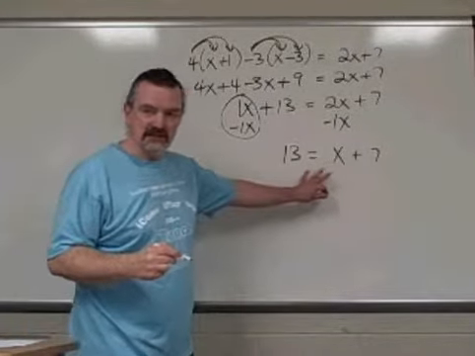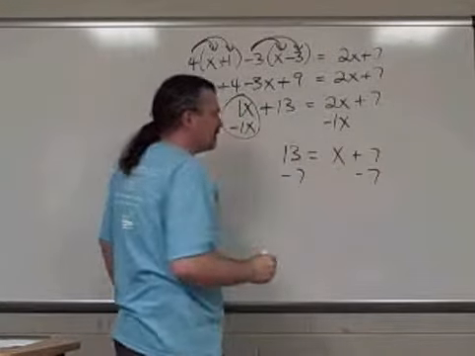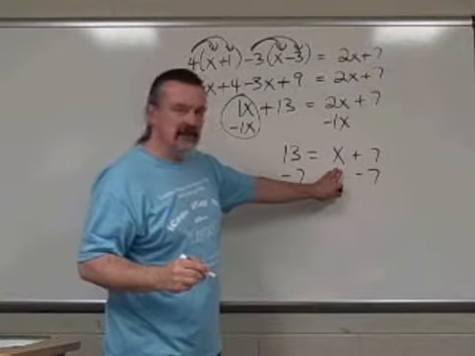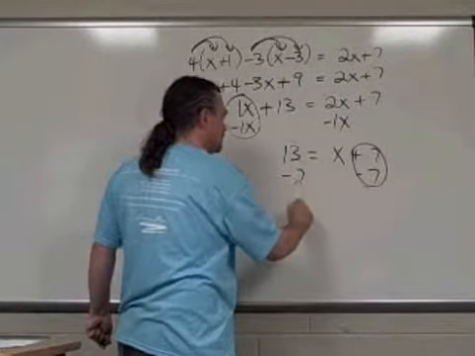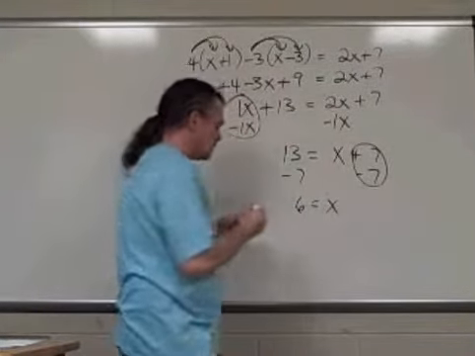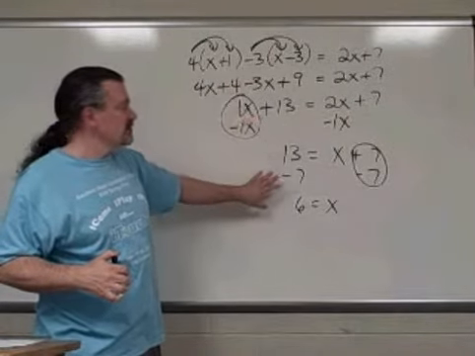And now the only thing that's left to do is to subtract 7 so as to isolate the x completely. Plus 7 minus 7 is 0. 13 minus 7 is 6. So in this equation, the solution is x equals 6.